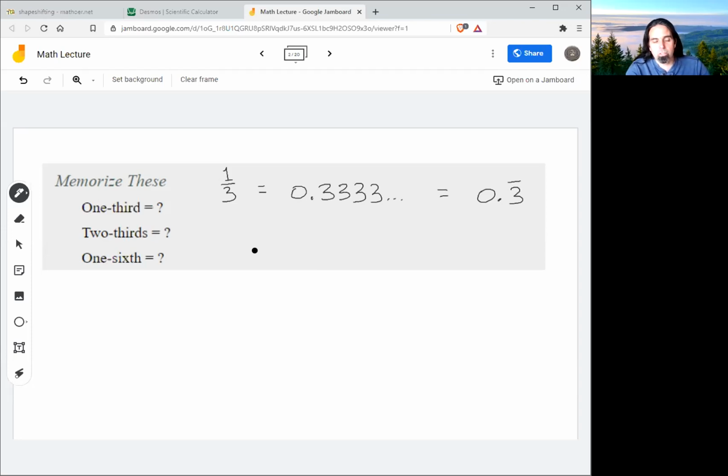If I do 2/3, it's going to get doubled. So 2/3, well, all the 3's turn into 6's. So it's 6's that go on forever. And you can check that on your calculator if you want.